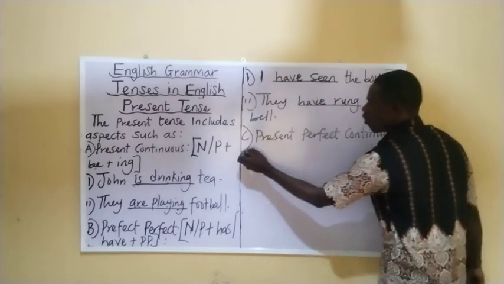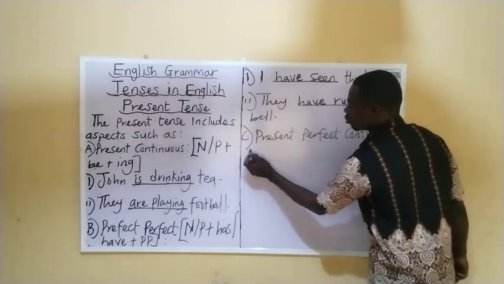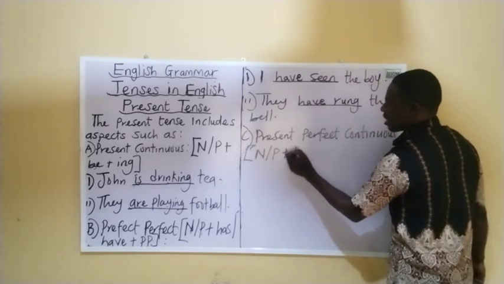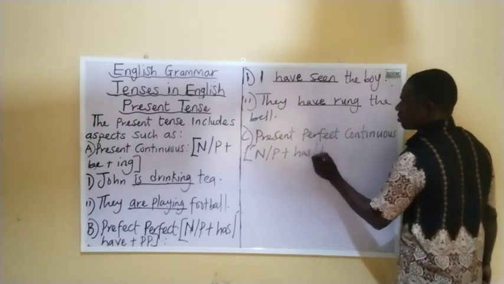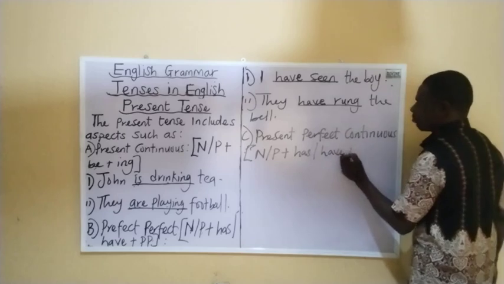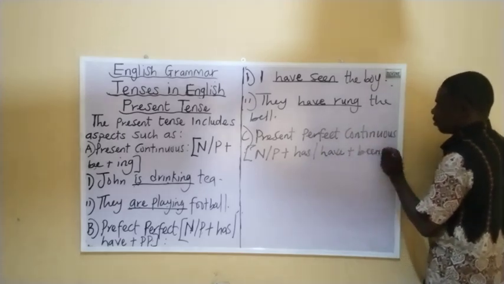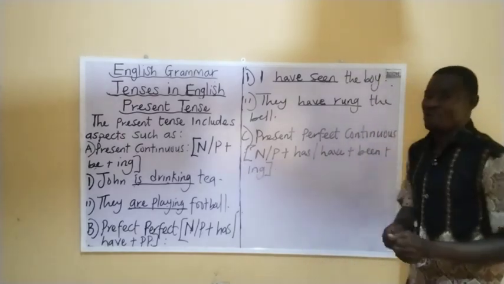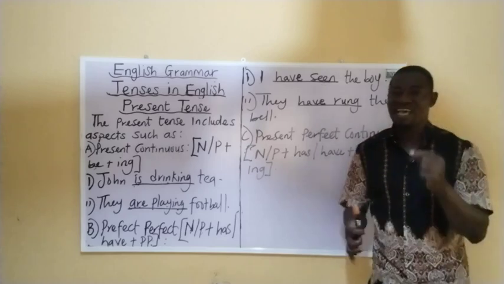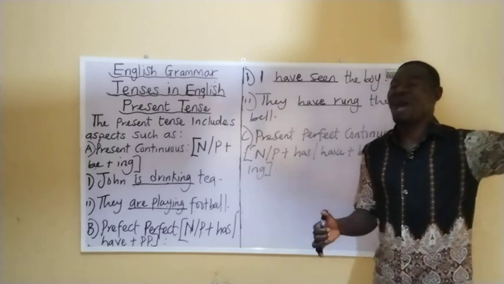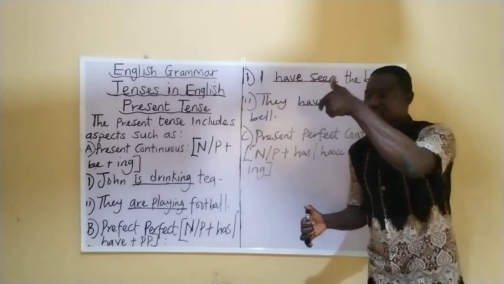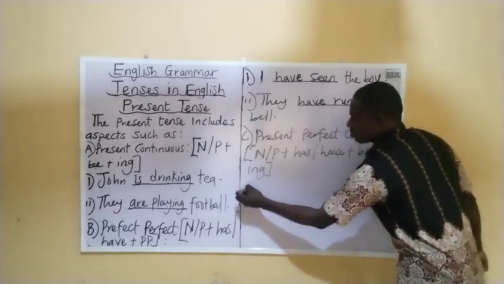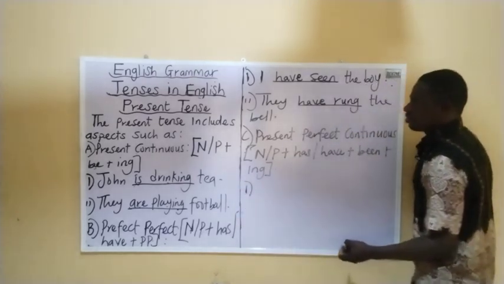Okay, this has the structure: N/P plus has or have plus been plus ing. This tells us that the present perfect continuous describes an action that begins in the past and continues to the present. Let's see an example of the present perfect continuous.